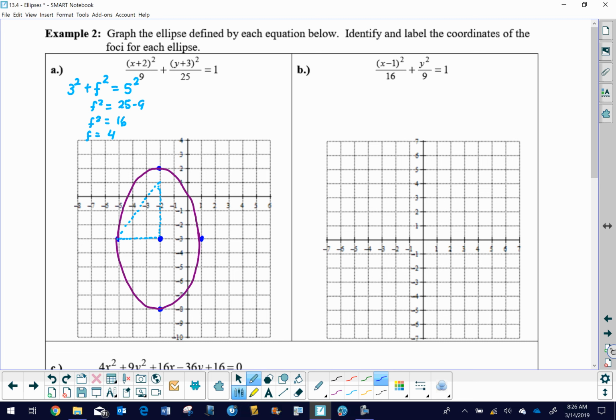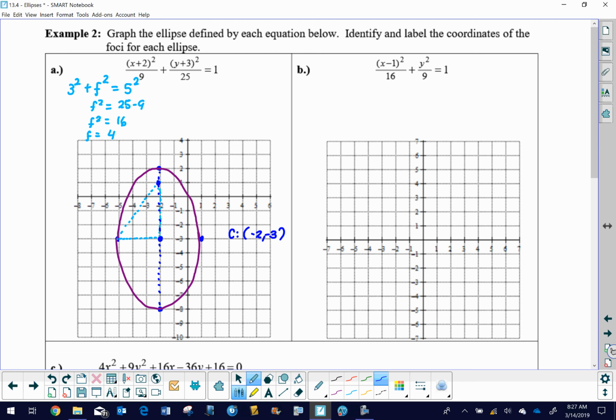Now you have to know which coordinate point you're going to add the 4 to. And because the major axis here is vertical, we are going to add this 4 to the y coordinates of the center. So if you remember, the center, I'm going to write it here just so that we can relate to it. The center was -2, -3.